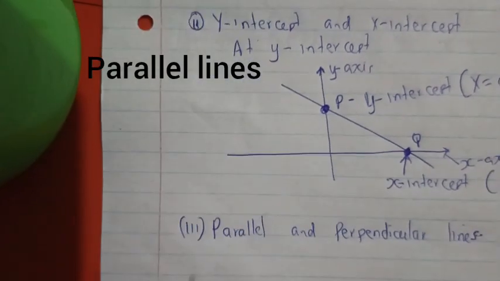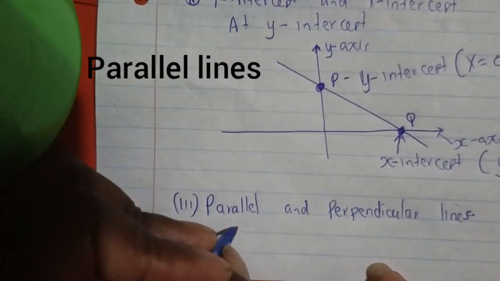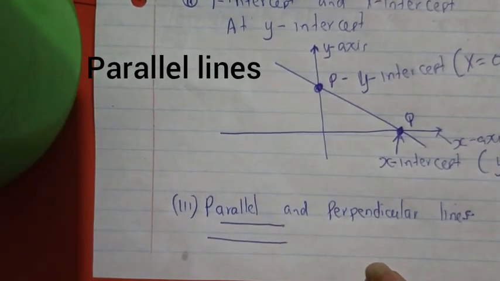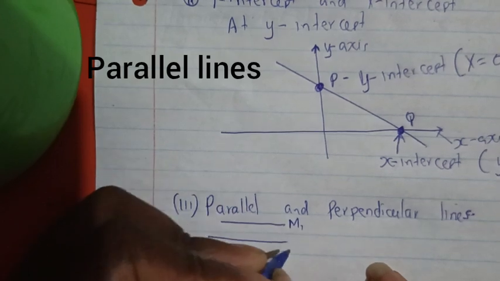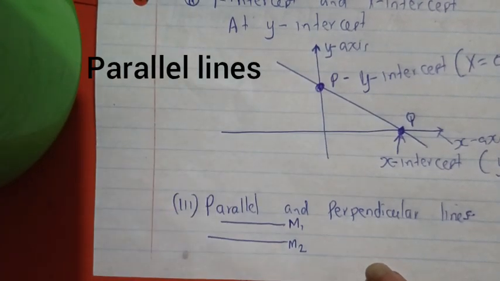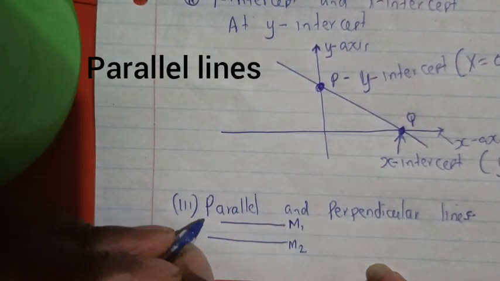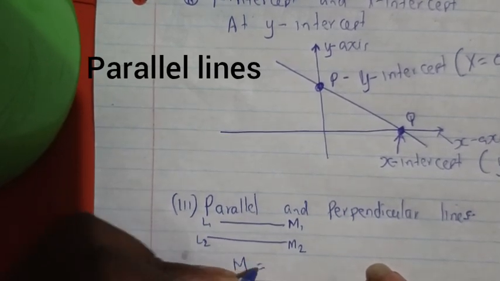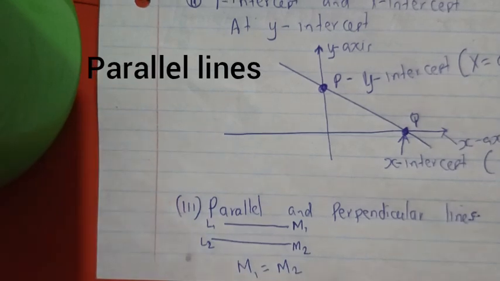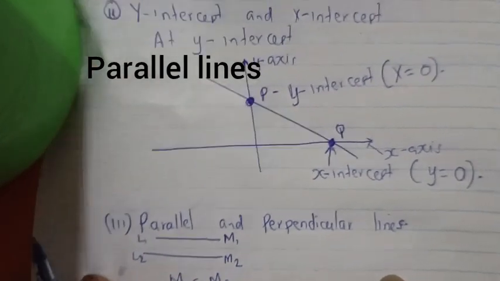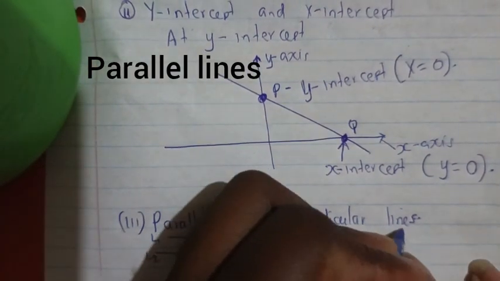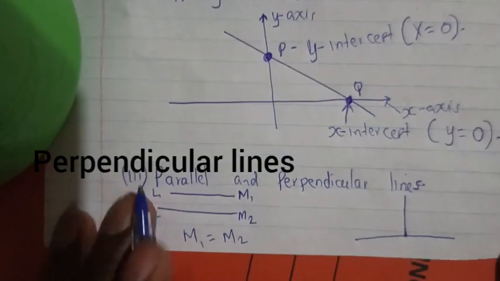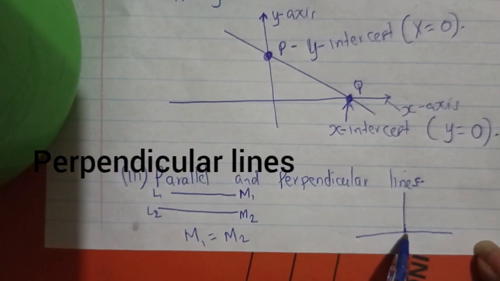Now, about parallel and perpendicular lines, we say that if two lines are parallel, they can never meet. If this one is M1 and this one is M2, I mean the gradient of line 1 and the gradient of line 2, M1 is equal to M2 when the lines are parallel. Now, when the lines are perpendicular, it means the lines cut each other at an angle of 90 degrees.